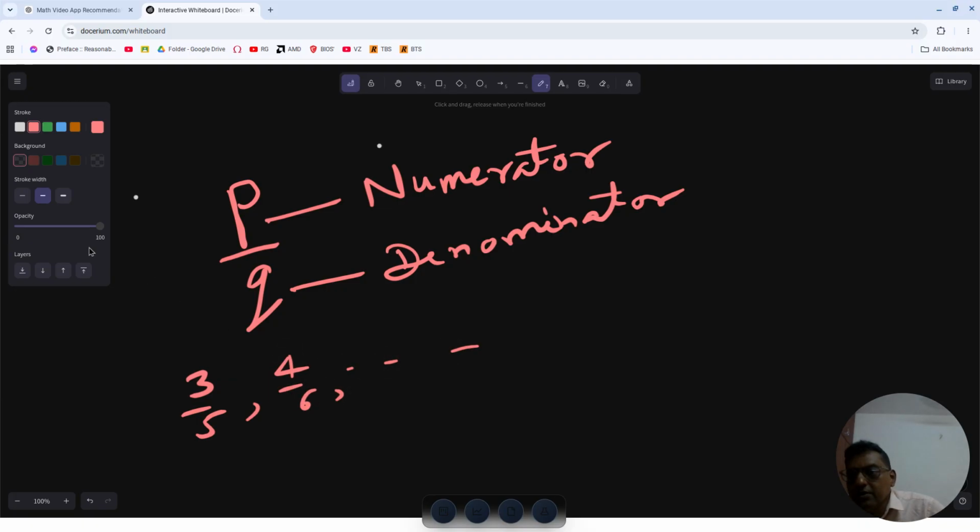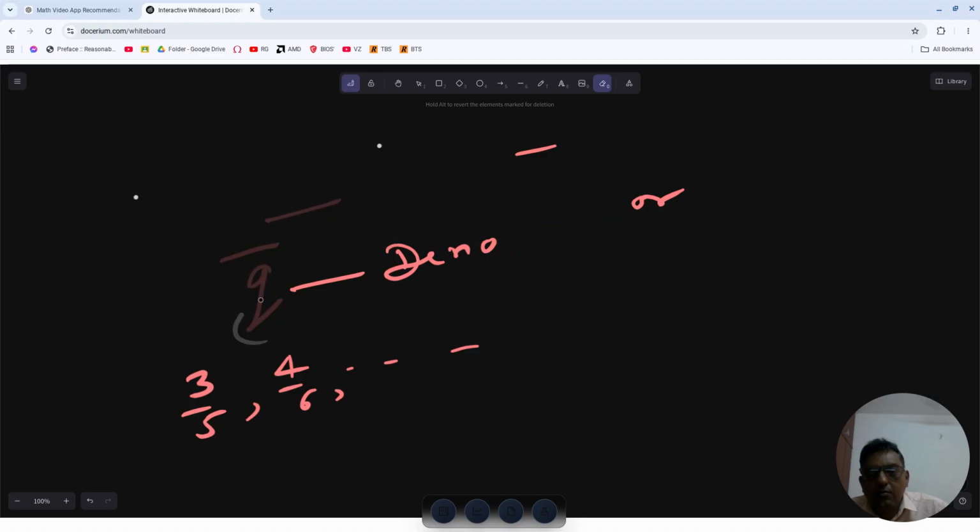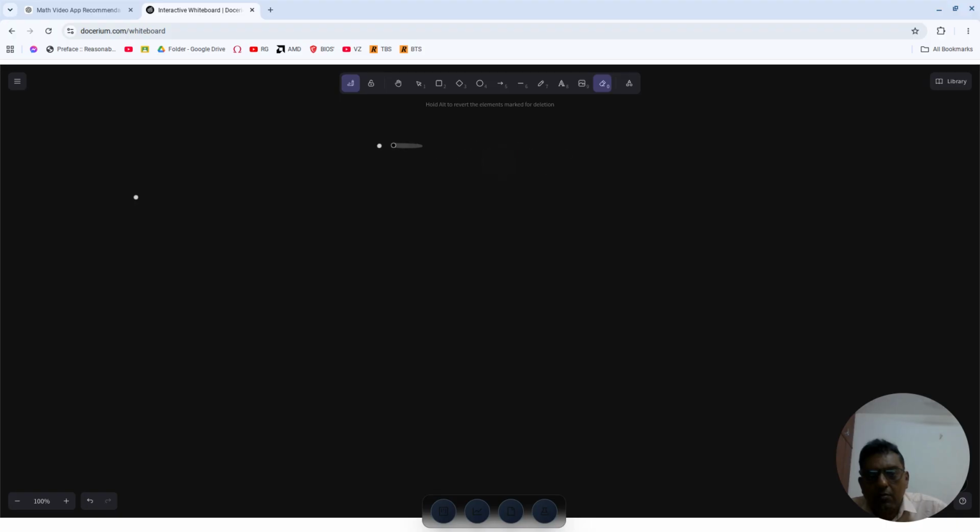Any number you can put in the form of p by q, that becomes a fraction. So I have cleared the board.